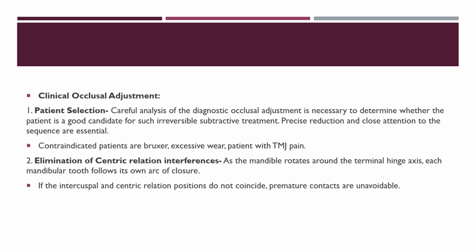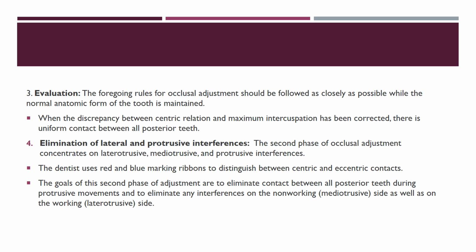Coming to the last few slides, just giving an overview of how we do clinical occlusal adjustments. So patient selection is done. We determine the patient for this irreversible subtractive treatment. Of course, patients contraindicated here, a few examples are bruxers, patients with excessive wear of teeth, severe attrition, and patients with TMJ pain. Then we'll select the patient and eliminate the centric relation interferences. We will tell the patient to bite in centric relation, swallow and bite, and we'll see if any premature contacts are there, which have to be removed.